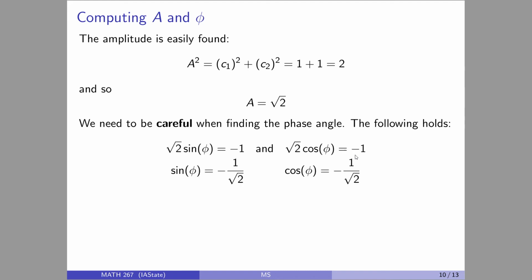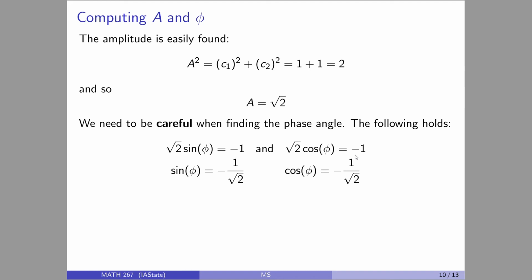So the information that I know about the phase angle is that the amplitude times sine of the phase angle is C1, and the amplitude times cosine of the phase angle is C2. Okay, now in this case, C1 and C2 are the same, so it works out pretty nicely. So I have that sine of phi is negative 1 over root 2, and cosine of phi is negative 1 over root 2. Okay, leave it in this form.